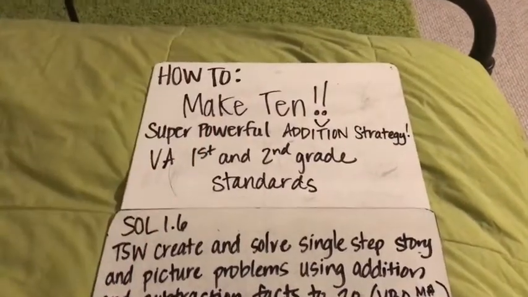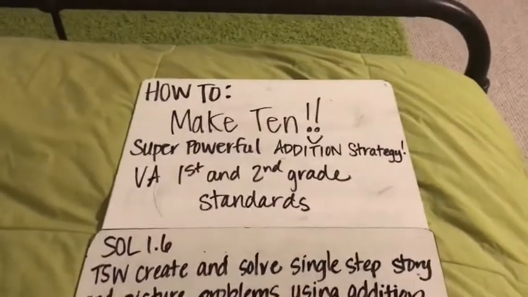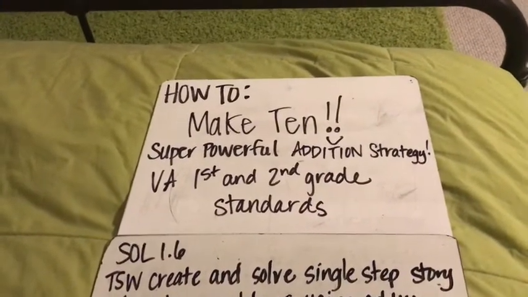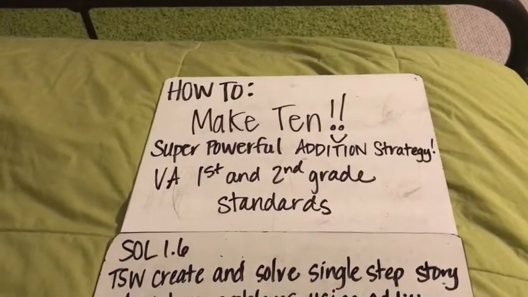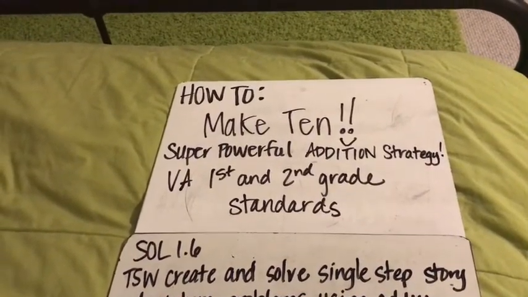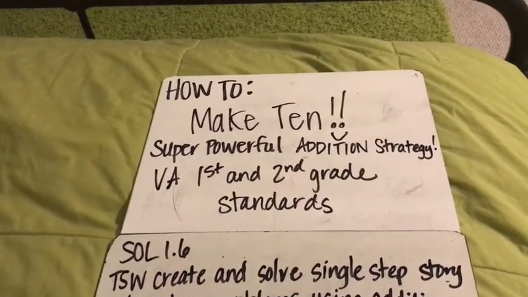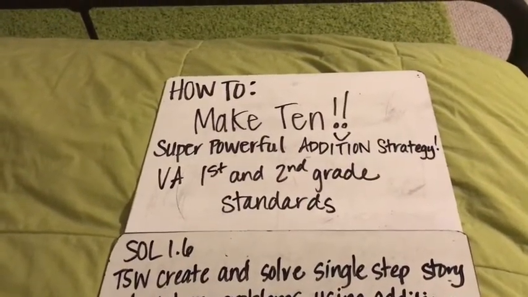Now there are some prerequisite skills to this, and one of them is that you want your student, your child, to understand the partners of 10, all those two numbers that would make 10: 1 and 9, 2 and 8, 7 and 3. There's another video on my channel for that if your student is not there yet.